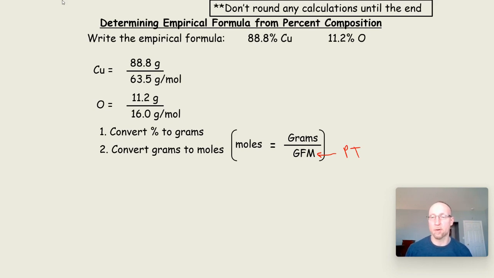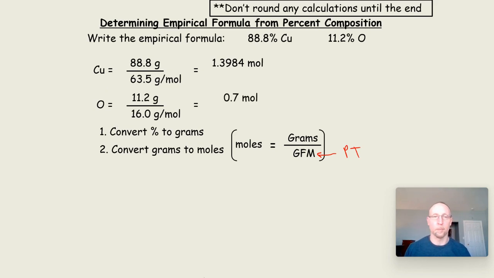So just take all the numbers off the calculator, unless they go really, really far. If the numbers go to the end of the calculator, then go like 4 or 5 decimal places, but don't round off yet. Don't round to 1 or 2 decimal places yet because it could screw up your final answer. So when I do 88.8 divided by 63.5 grams, I get 1.3984 moles, because grams over grams cancels out.